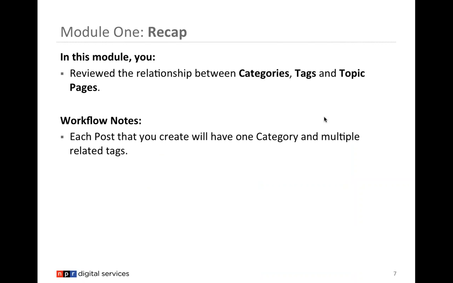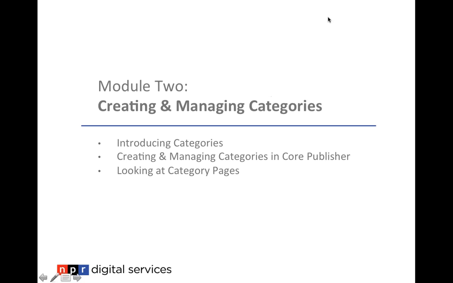So that is module one. We just talked about categories, tags again, and topic pages. Just as a reminder for your workflow note, each post that you create is going to have one category and multiple related tags. Looks like we don't have any questions from this module, so we're going to move on to module two. Now we're going to just talk about how to create categories.